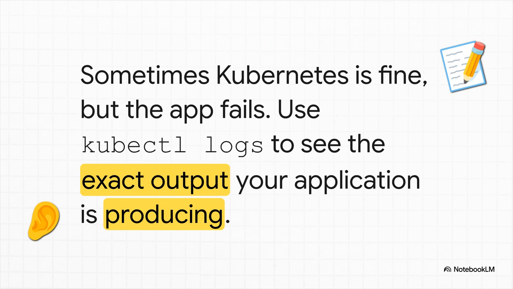Now, sometimes Kubernetes is doing its job perfectly, but the application inside the container is the one having a problem. To figure that out, we need to listen to what the app itself has to say. And the kubectl logs command lets us do just that. It's like peeking inside the container to see the exact output our code is producing.